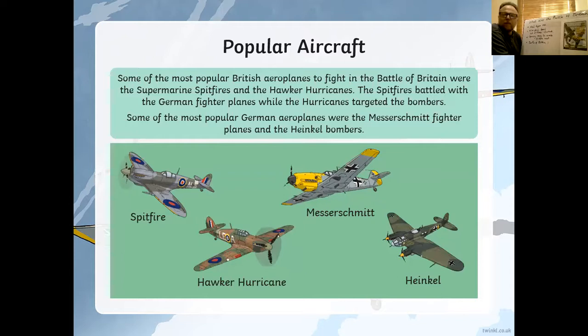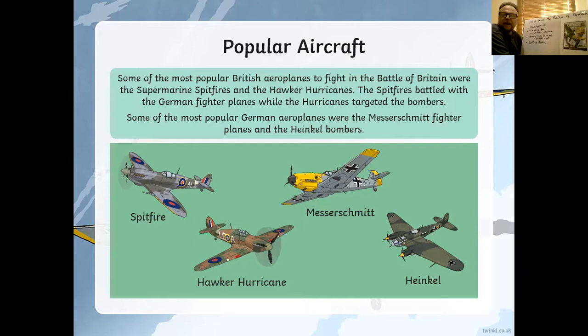Britain was well known for the plane called the Spitfire. It was our fastest and most agile. And without the Spitfire, we may well have lost the Battle of Britain. We also had some planes called Hurricanes, but the most well-known German fighter was called a Messerschmitt. And they also had some bombers called Heinkels.